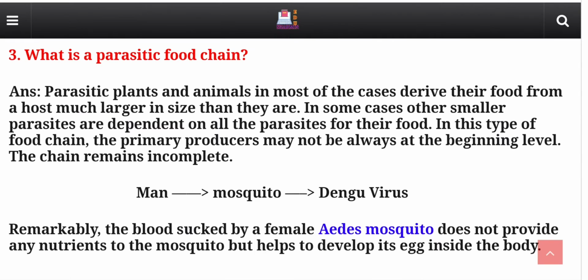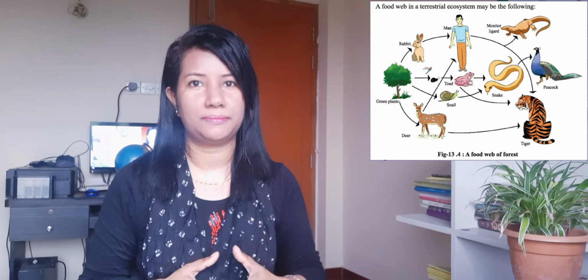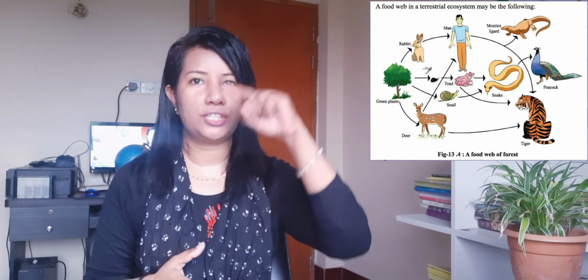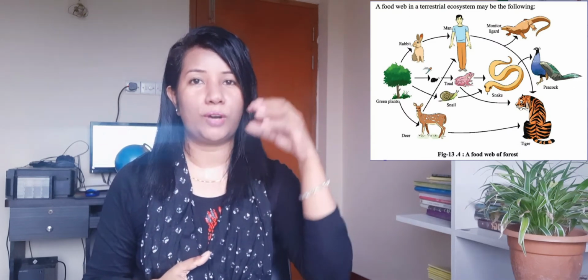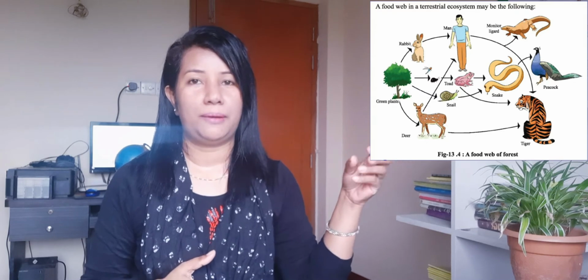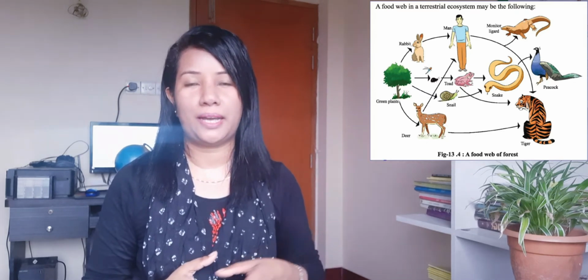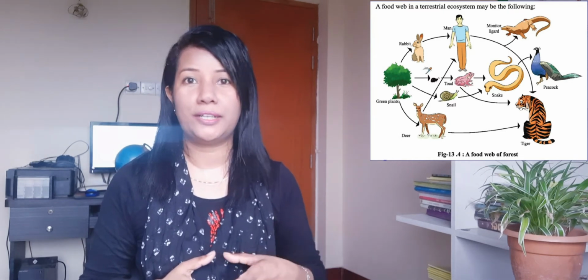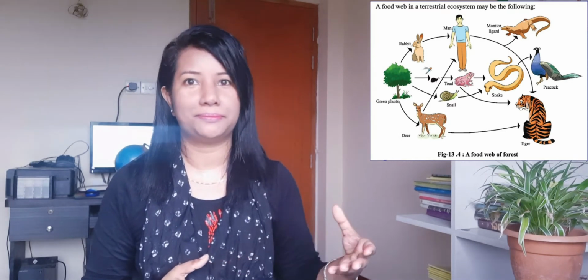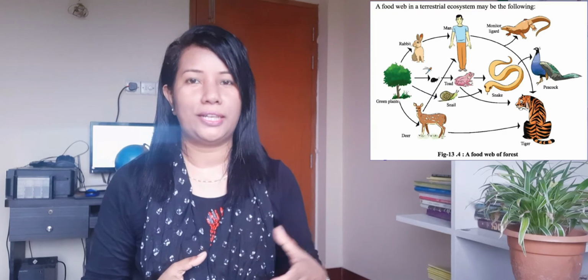What is a parasitic food chain? Food chain, you know the food chain, this is one kind of chain. Plants eaten by grasshopper, eaten by bird, eaten by animal or any kind. So this is a food cycle. But how about a parasitic food chain?